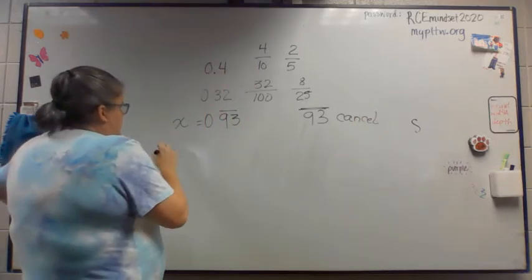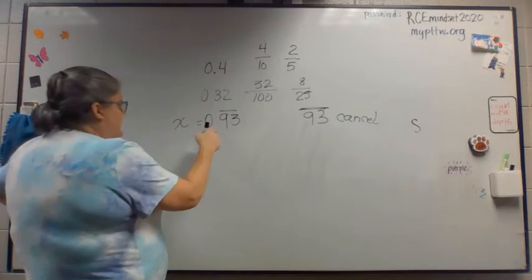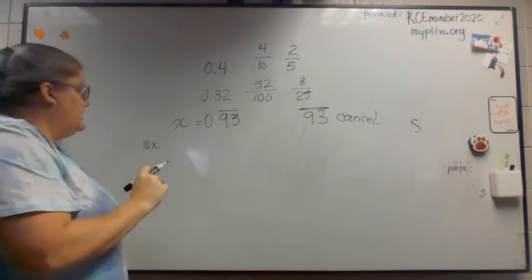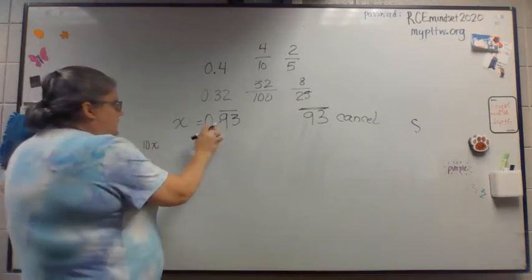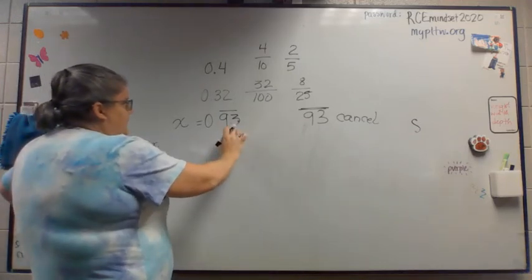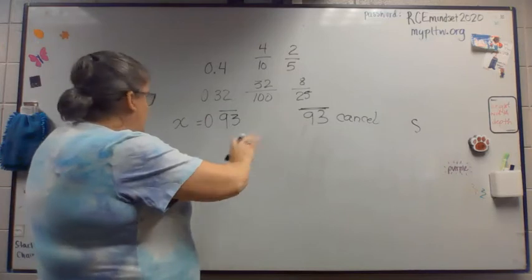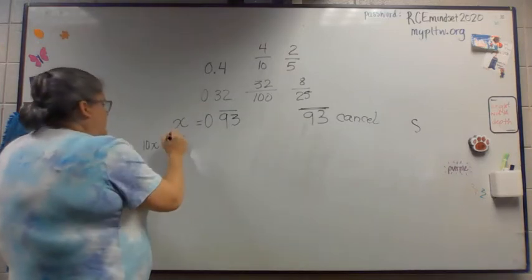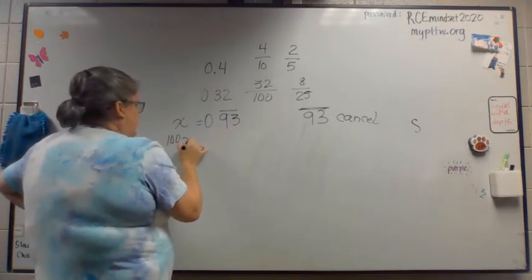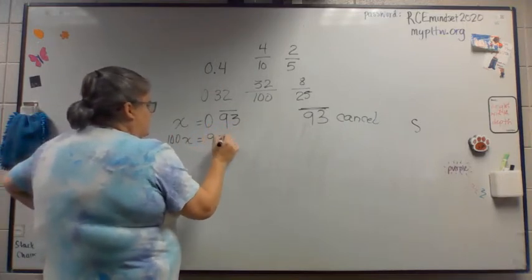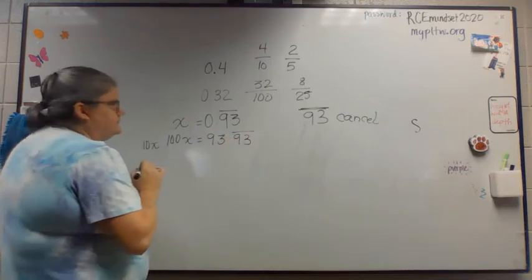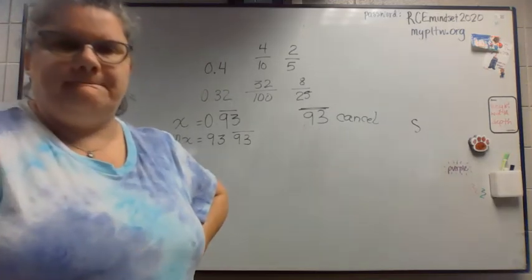So I'm going to start, and I know that if I multiply this by just 10, so it becomes 10x, it is only going to move the decimal once, and then I don't have 0.93 repeating, I have 9.39 repeating. So I know I'm not going to use 10x. 100x actually moves my decimal twice. So 100x equals 93.93 repeating. If that's something that will help you out, you're more than welcome to use it.